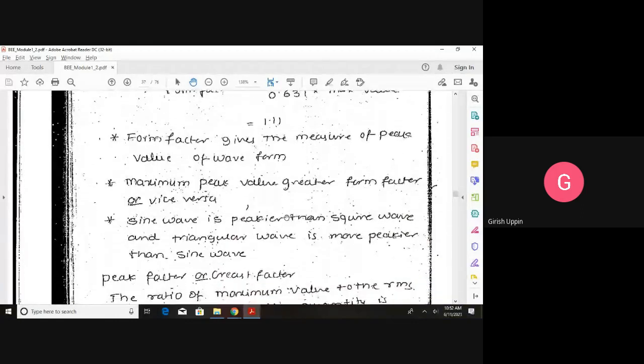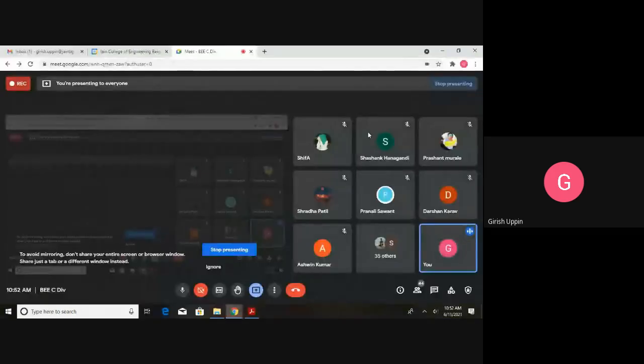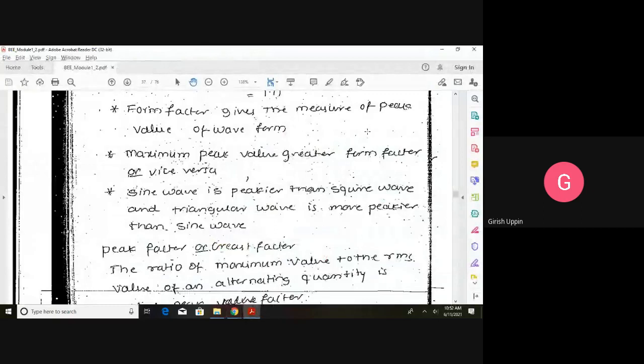And what does the form factor indicate? The form factor gives the measure of the peak value of the waveform. So it represents the peak value of the waveform. Greater maximum peak value means greater form factor, and vice versa. So if we have a greater value for the peak value, then the form factor would be higher. If the form factor is higher, that represents the peak value is higher.